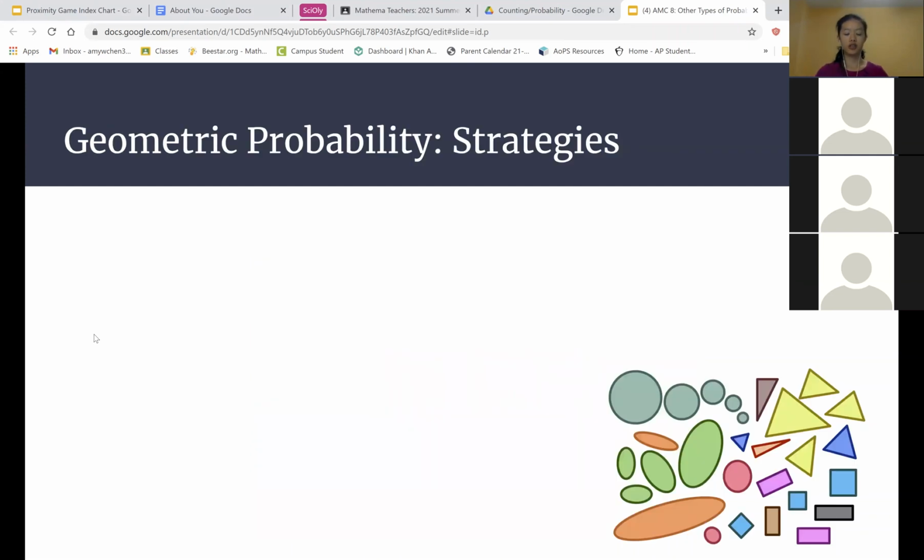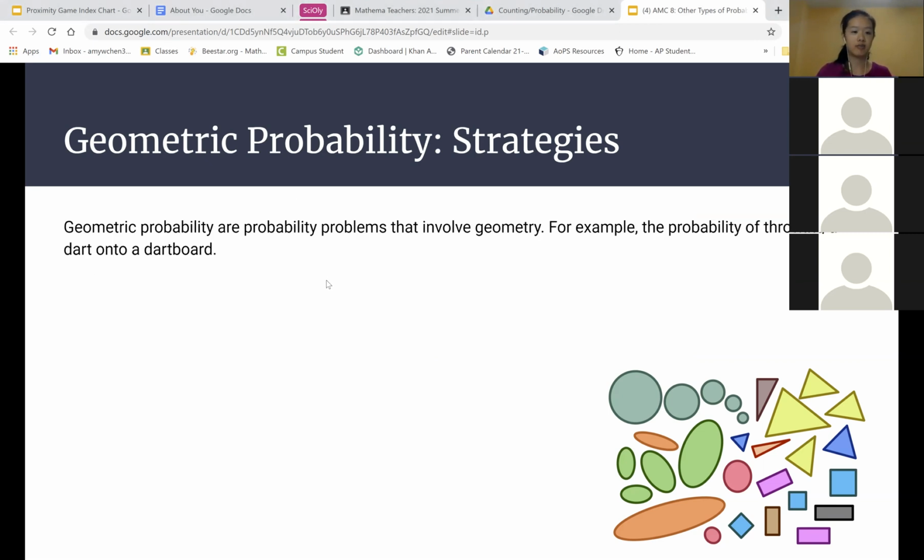All right, so hopefully you have a good understanding of complementary, casework, probability, and you can hopefully tackle different types of probability problems now. However, there's one type of probability we haven't gone over yet, and that's geometric probability. Basically, just as it sounds, geometric probability problems involve geometry. For example, the probability of throwing a dart onto a certain part of a dartboard.